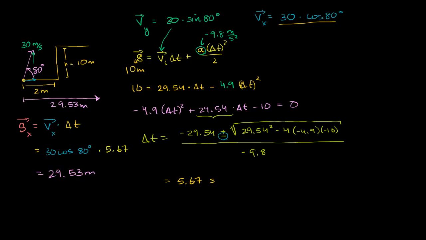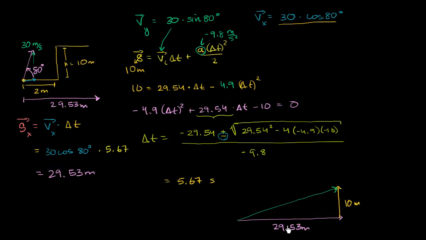Let me write this down. So we have a horizontal displacement of 29.53 meters. And we have a vertical displacement of positive 10 meters. And so what is our total displacement going to be?